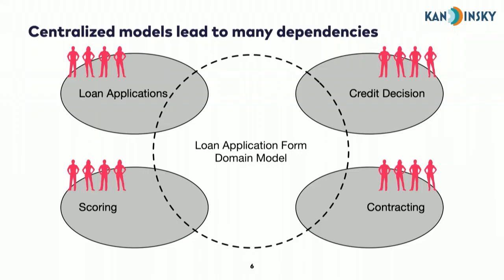A quick recap about some of this stuff, where I mentioned you don't need to be an expert, but you should know a little bit about it. So basically, when we identify a problem domain, we dissect it into subdomains. Sometimes, if we look here, that's for a mortgage loan application, for instance, we have some teams working on loan applications, on a scoring engine, on credit decisions, on contracting, and so on. But they all rely on one central thing, that's this loan application form.